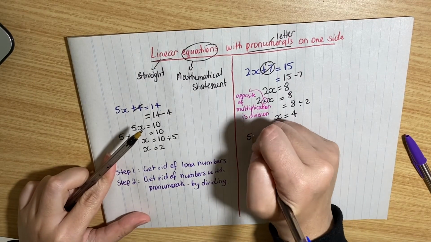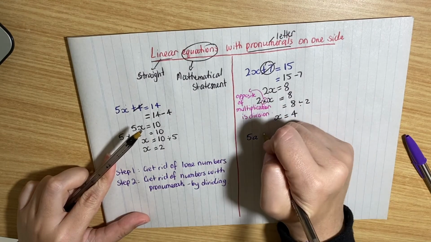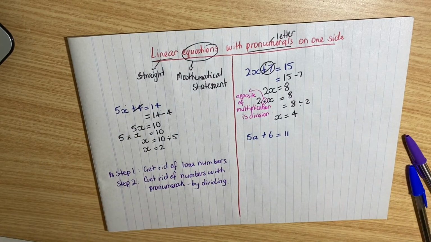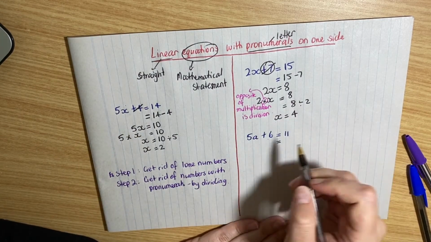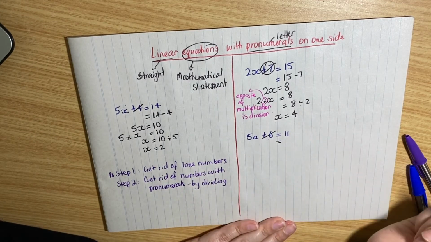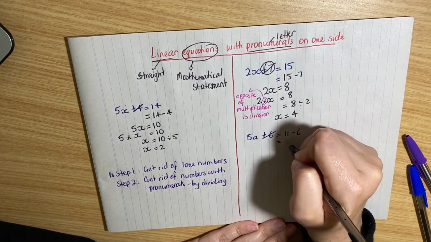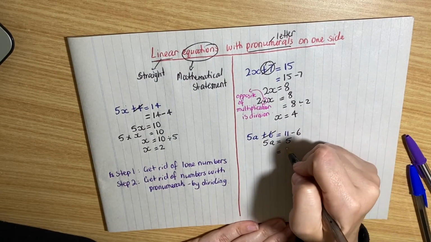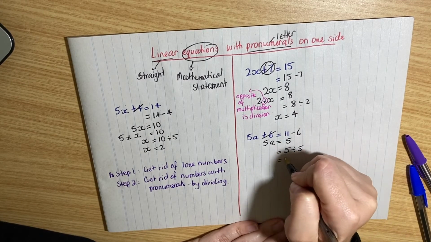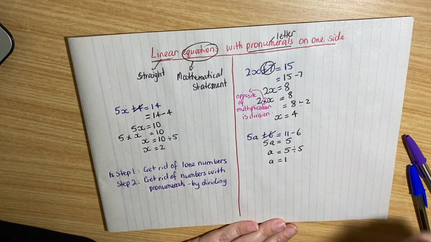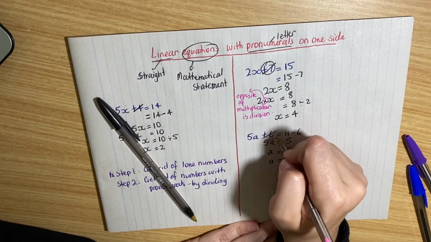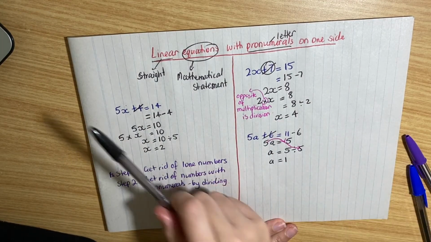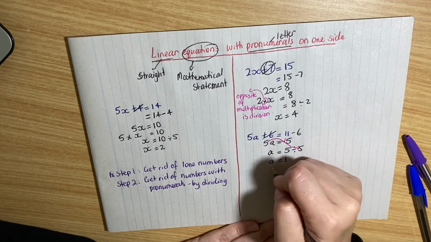5a plus 6 equals 11. All right, go through the same steps that we've just spoken about. Get rid of the lone numbers. So then I have 11 minus 6, which equals 5. All right, and then I get 5a equals 5. 5 divided by 5 equals 1. All right, so I've actually just moved a to the other side here when I'm dividing, so we've moved a to the other side, and so a equals 1.